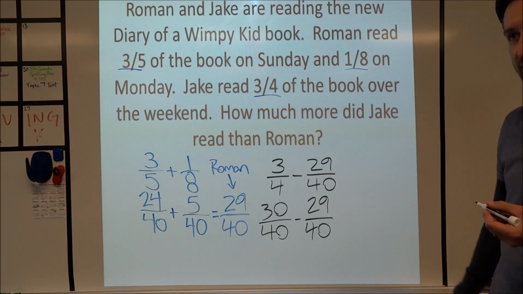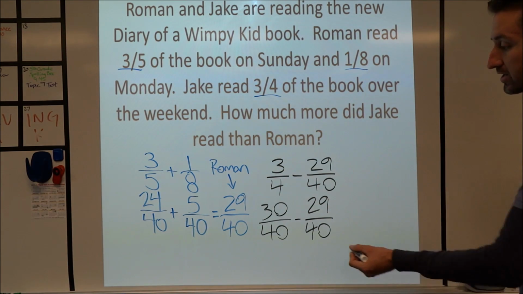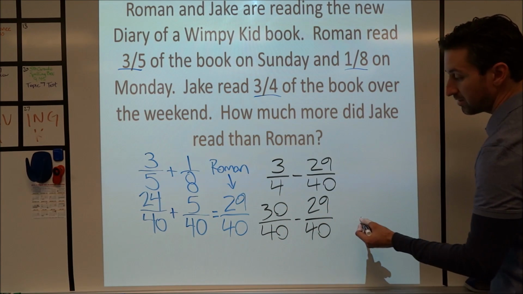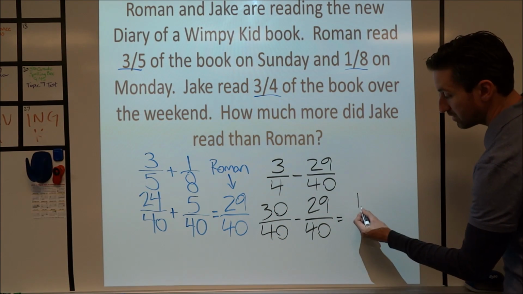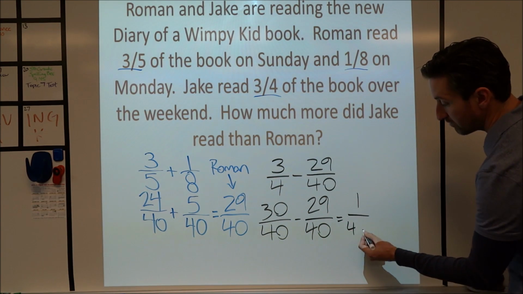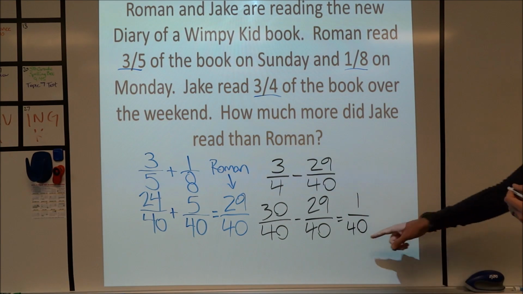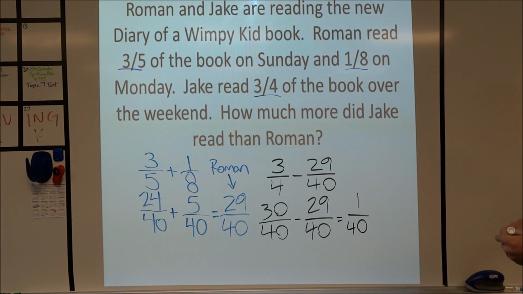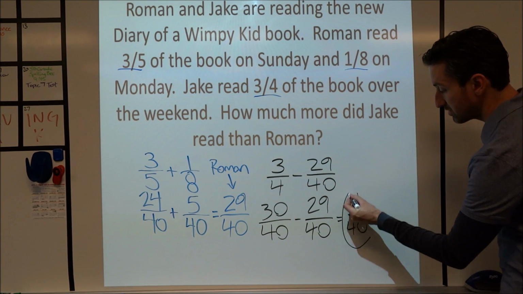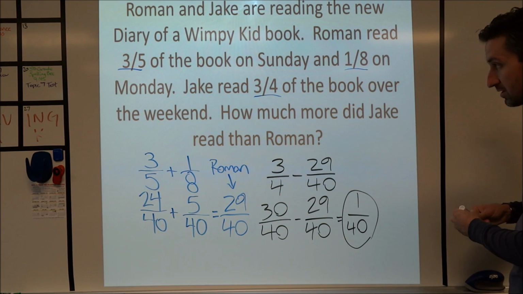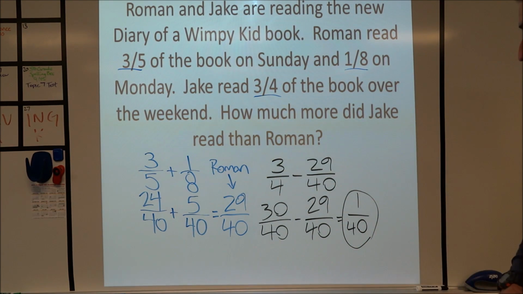30/40ths is equal to 3/4. Now I can subtract. 30 minus 29 is 1. And the denominator, 40, stays the same. So 1/40th is our answer. So Jake read 1/40th more than Roman.